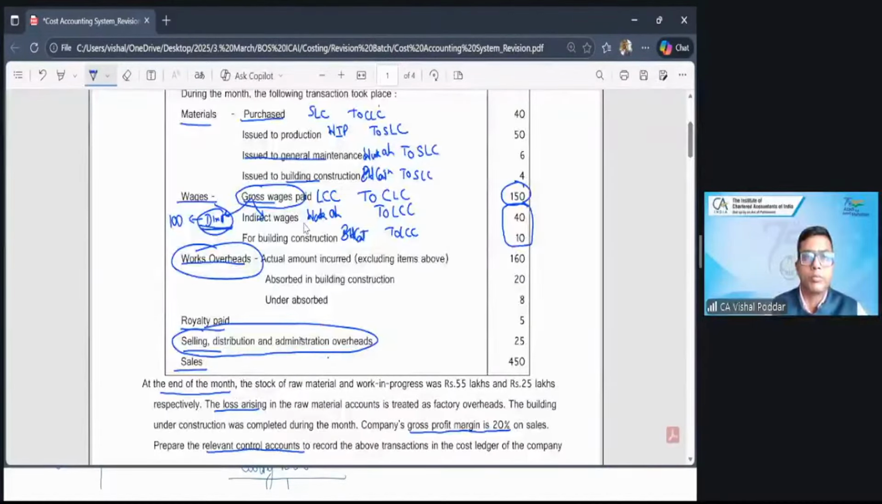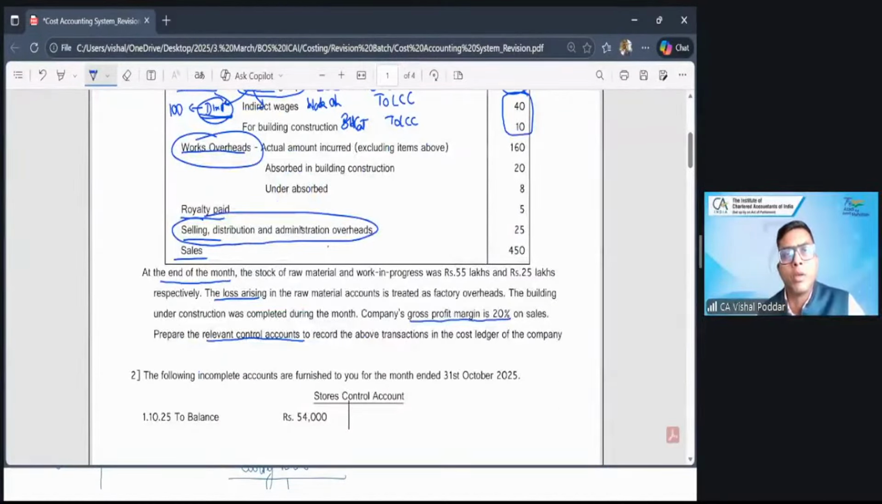Now the transactions relating to work overheads. First is amount incurred excluding above items. Now, whenever expenses are incurred, you debit the expense account and credit cash bank. Here, cash bank is represented by CLC. Then out of the total, some part is going to be charged to building construction. So building construction debit, and it will be charged from this account.